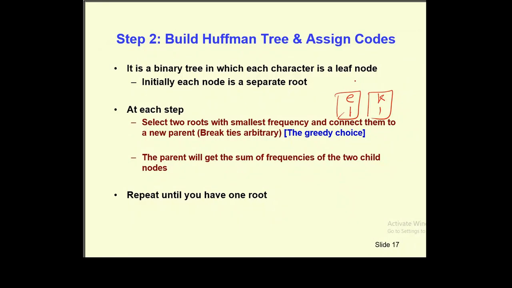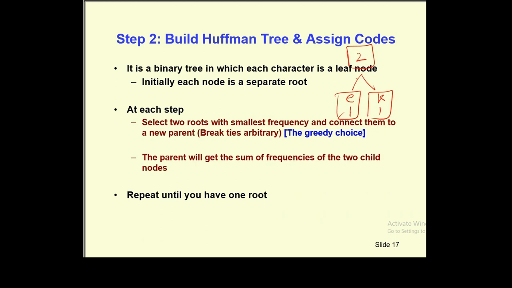Initially these are separate nodes. After merging them, we will have a new node with the frequency 2. So this is the merging process. Every time we will select the two least frequency nodes and merge them. This is the greedy approach here. Now what is the meaning of the greedy approach in the case of Huffman encoding? The logic part is here.